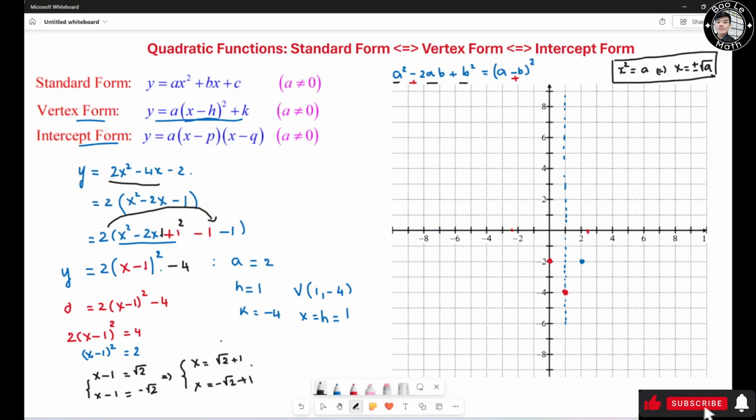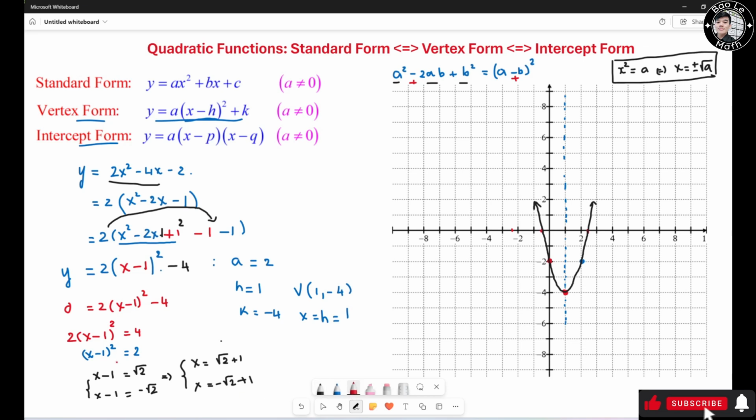Now, root 2 is approximately 1.4. So 1.4 plus 1 is going to be 2.4, right? So s equals 2.4, so it's close to 2.5, right? So it's going to be right here, right? And then s equals negative root 2 plus 1, which is negative 0.4, right? So this guy right here. So we just connect these points and we have the parabola.